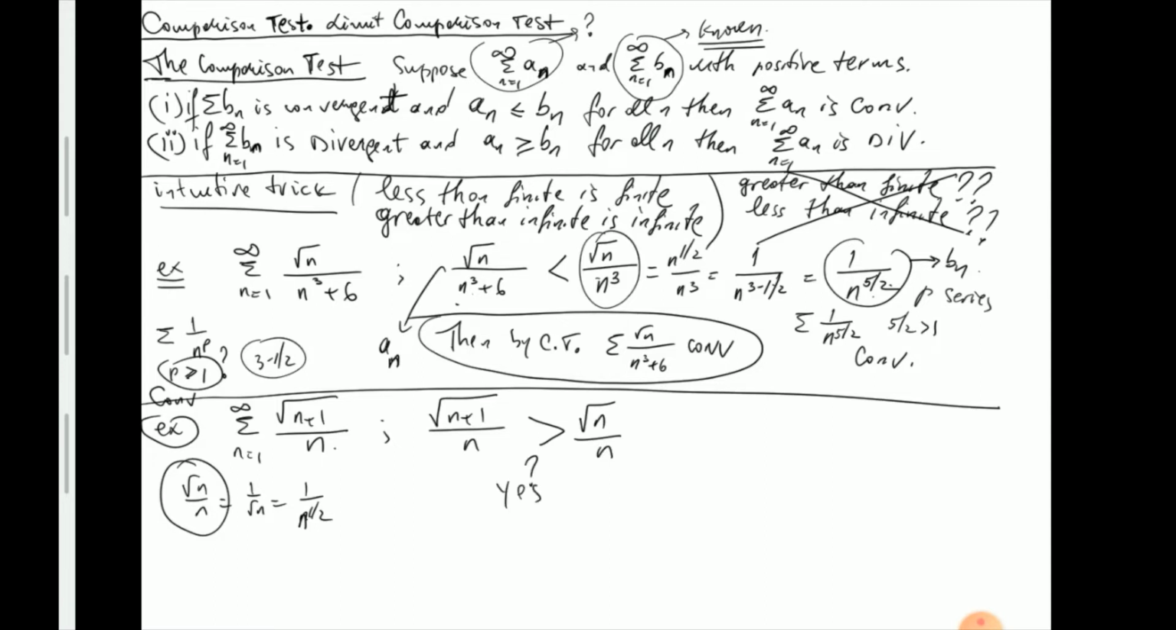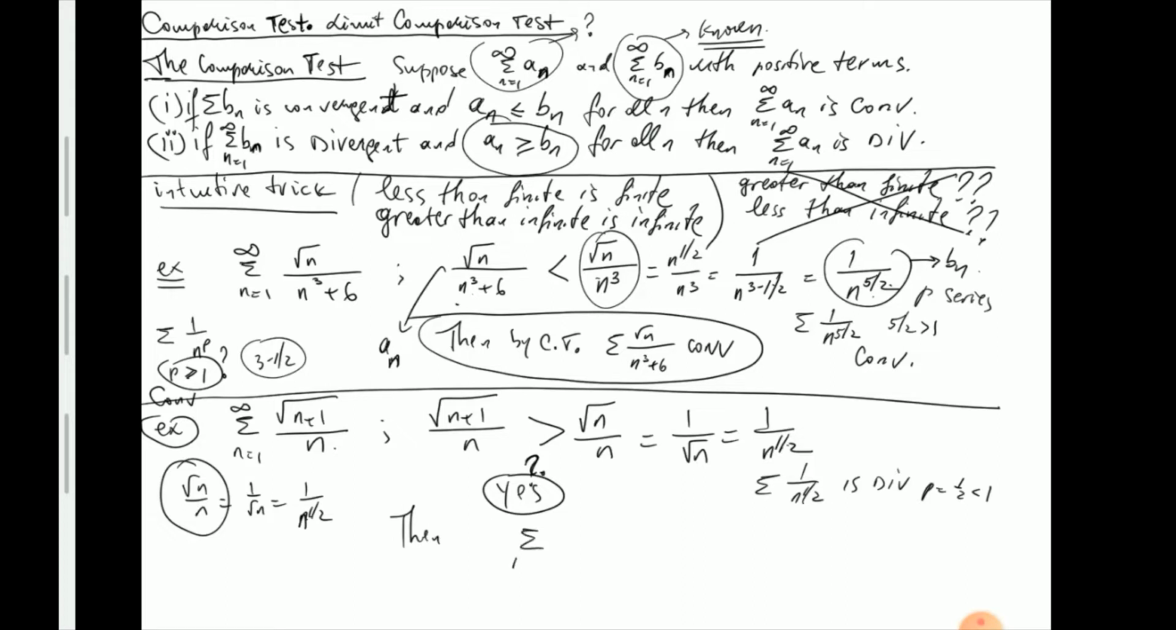Yes, indeed, because dropping the 1 from the radical decreases the numerator. So you make the numerator smaller, which makes the overall fraction smaller. So the inequality is in the correct direction. Because on the right hand side, I end up with a divergent series. So because the summation of 1 over n to the 1/2 is divergent, since it's a p-series with p less than 1, then I can conclude the original series is divergent.